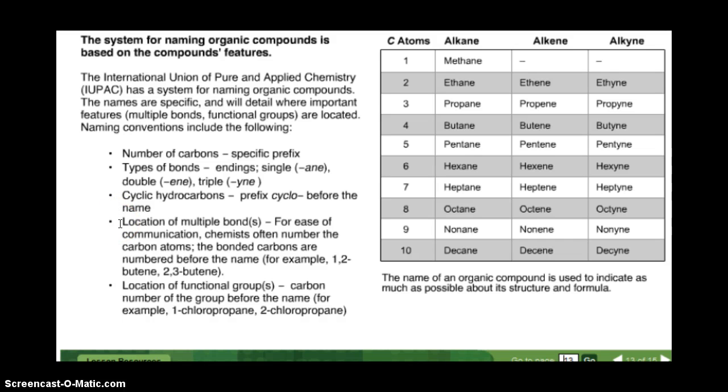Location of multiple bonds. For ease of communication, chemists often number the carbon atoms. The bonded carbons are numbered before the name. For example, 1,2-butane versus 2,3-butane. Location of functional groups: carbon number of the group before the name. For example, 1-chloropropane, 2-chloropropane. So on this one, the chlorine is on the first carbon. On this one, the chlorine is on the second carbon.